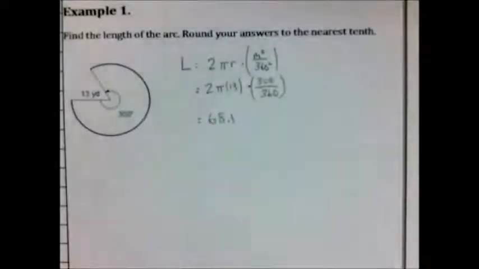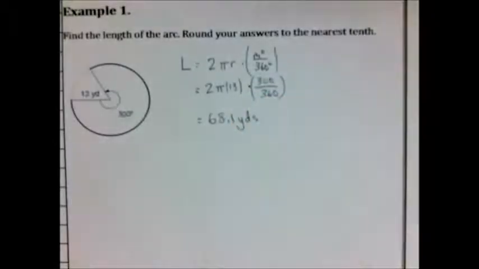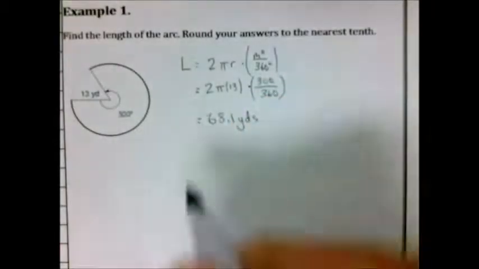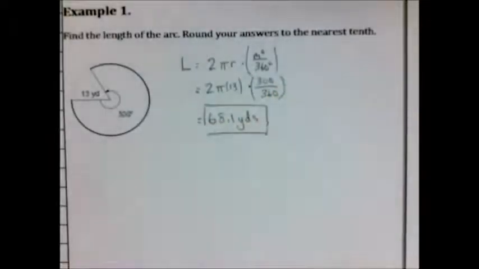And we cannot forget, we're still talking about circumference, so it's still a measurement, and we have to label it. The units that we're using are yards in this situation. So we have 68.1 yards.